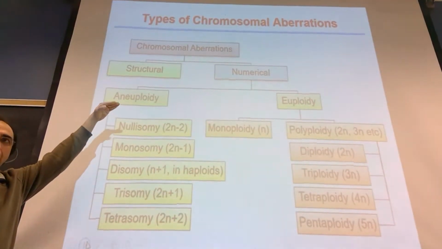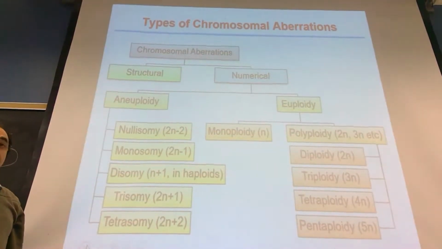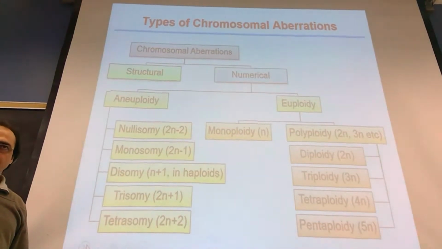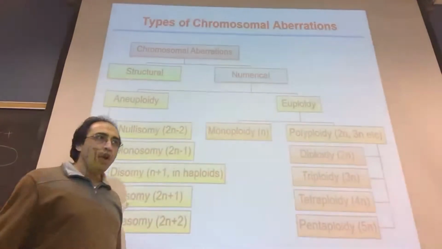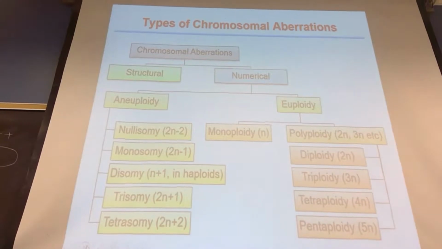Now we need to know about the numerical aberrations. Numerical aberrations are of two types. Either one chromosome is more or one chromosome is lost, or the whole set is there. Now think about the whole set and one chromosome. We have 23 pairs of chromosomes. The whole set means 23 pairs of chromosomes.